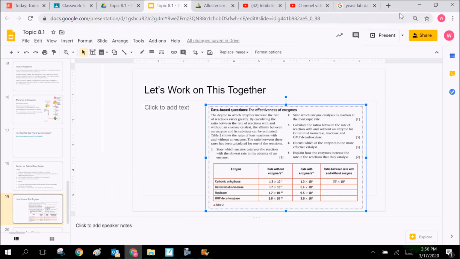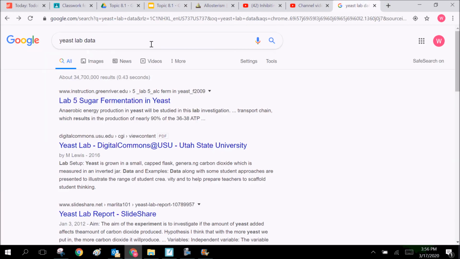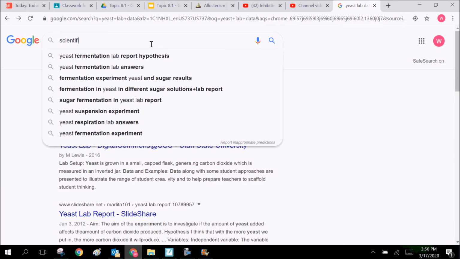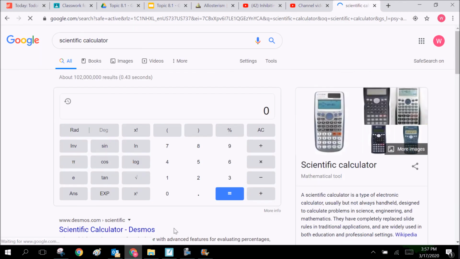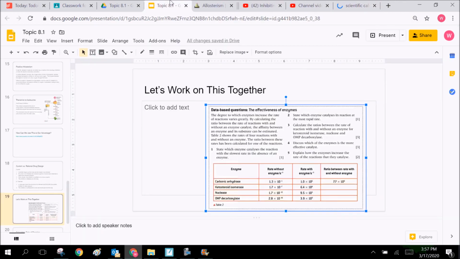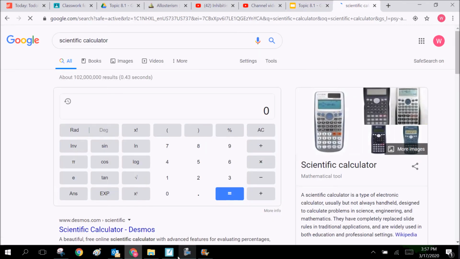And to do this, we're going to need a scientific calculator. Now, I don't have a scientific calculator, so I'm going to go ahead and type it into here. So let's take a look at our problem here.